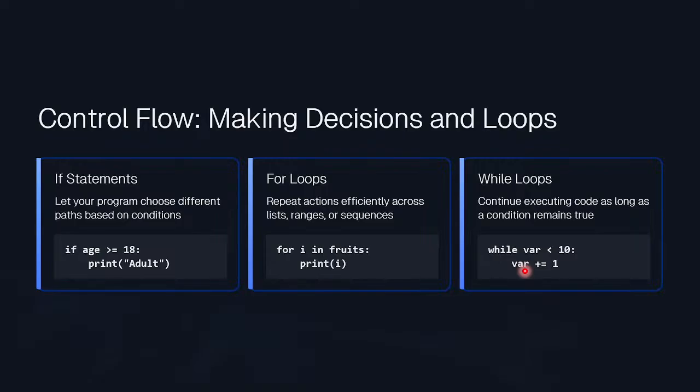Now var plus equal 1. What does it mean? It means that 1 would be added to 6, as in 6 plus 1. What is 6 plus 1? 7. Now the value of var is 7. Now it will see, is 7 less than 10? Yes, it's less than 10. Now it will add one more, 8. Just like this it will continue till we reach 10.